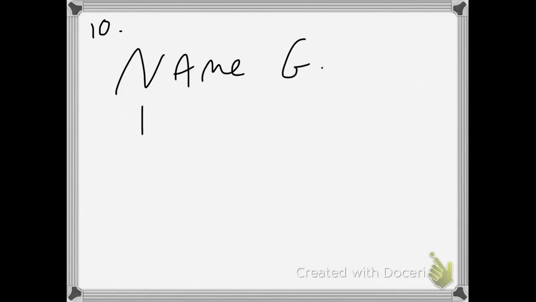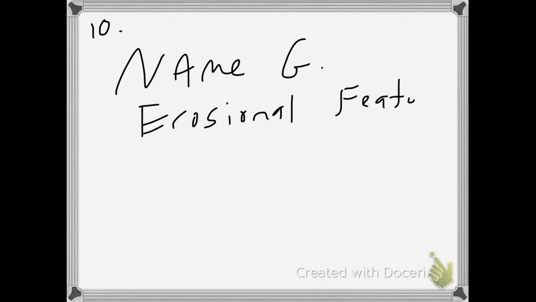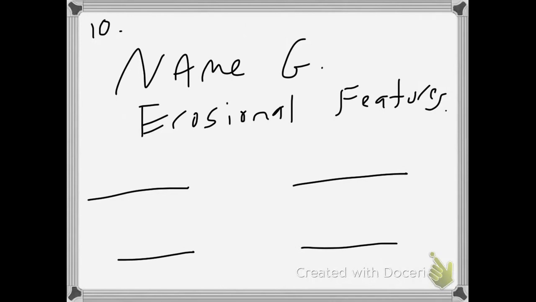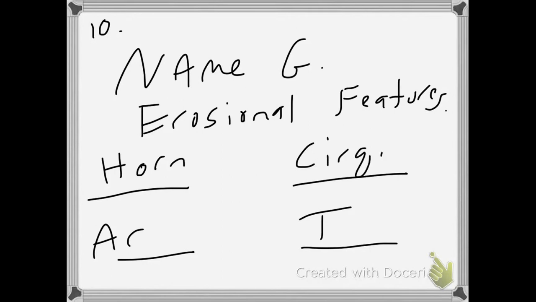Question number 10, I'm over halfway done now. Your job in question number 10 is to name some glacial erosional features. So I have 4 blanks, so good luck. No, I'm kidding. I'm going to help you out a little bit. The first one starts with an H. It represents the top of the mountain peak. This is a horn. The next one is a spoon shape or amphitheater shaped structure, which is called a cirque.